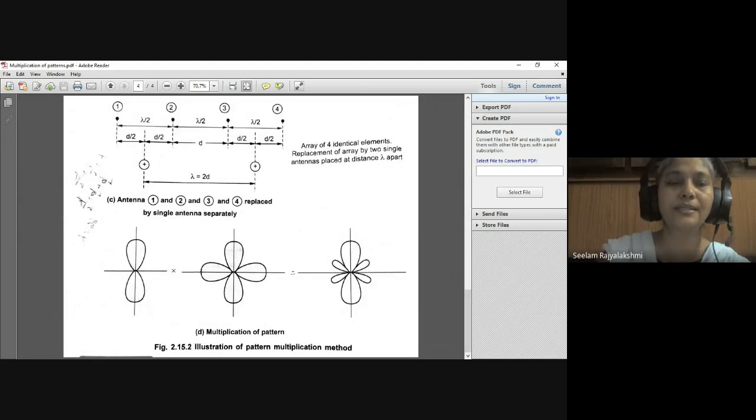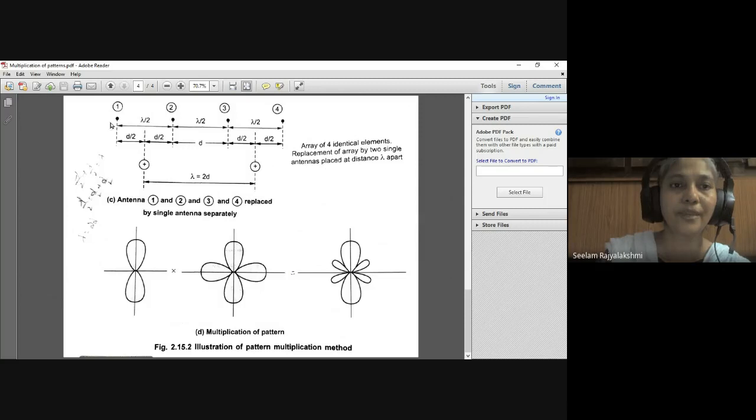Now let us consider the actual concept: an array of four identical elements, replaced by two single antennas placed a distance lambda apart. How do we multiply all these single elements? Let us consider the first and second as a single element array, and the third and fourth as a single element array. The distance between 1 and 2 is lambda by 2, 2 and 3 is lambda by 2, and 3 and 4 is lambda by 2.